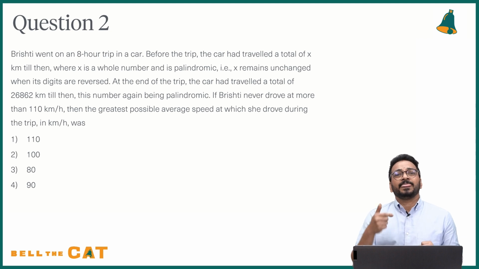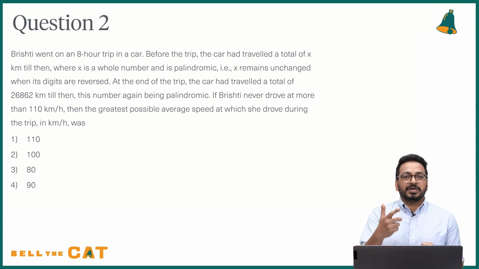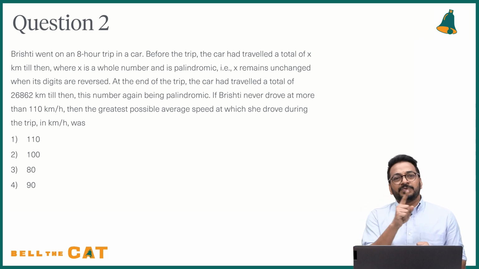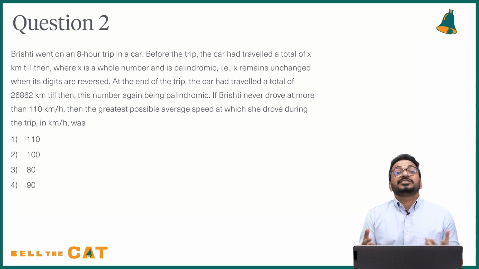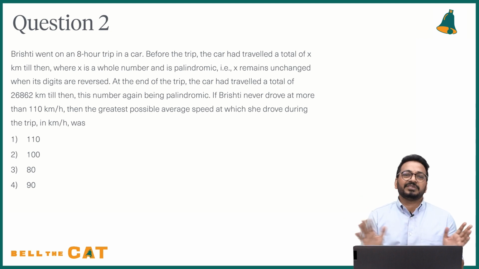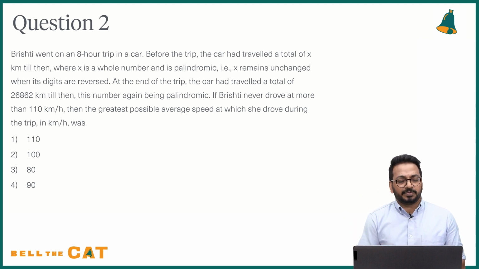What is palindromic? Palindromes are numbers or words where, if you read from right to left or left to right, they're the same. For example, 3003 is a palindrome. The word Malayalam is a palindrome, right? From left to right or right to left, it's the same. So they're saying this meter reading is a palindrome.